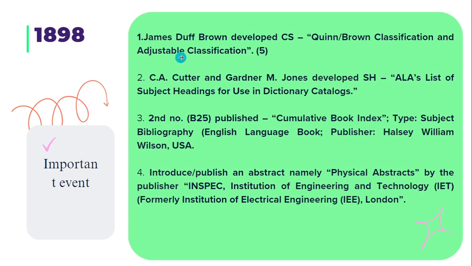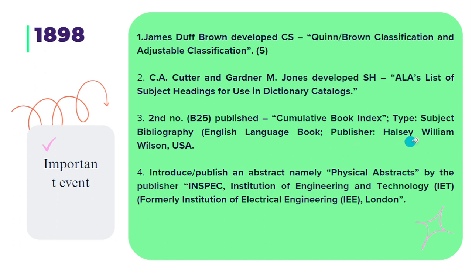Then 1898, James Duff Brown developed the Quinn-Brown classification, an adjustable classification. C. A. Cutter and Gardner M. Jones developed a list of subject headings for use in a dictionary catalog in 1898. Another bibliography, that is the Cumulative Book Index. It is a type of subject bibliography. The language is English.